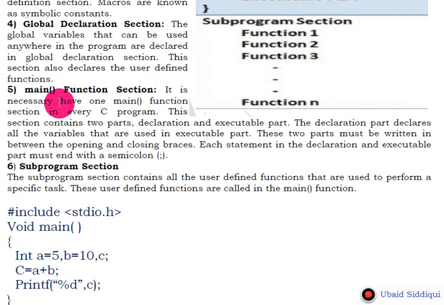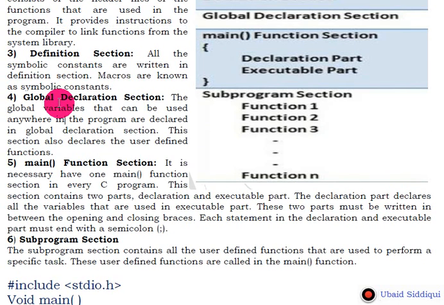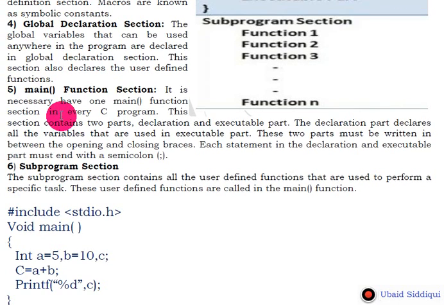Then the most important section of a C program is the main function section. This is a compulsory section, whereas the first, second, third and fourth sections are optional sections. This main function section is very important, and you must include this section to write your C program, because it is a compulsory section.